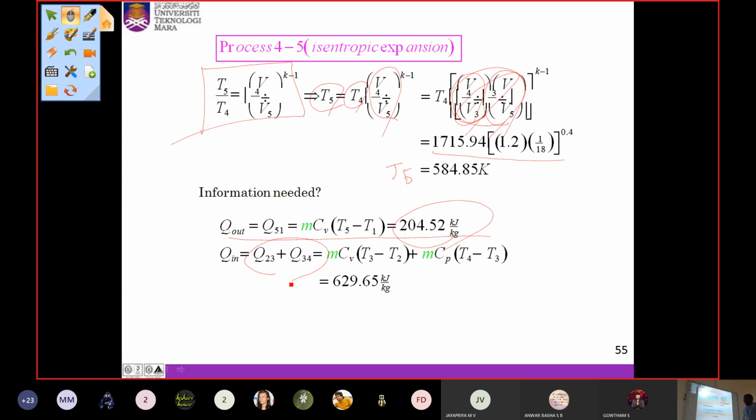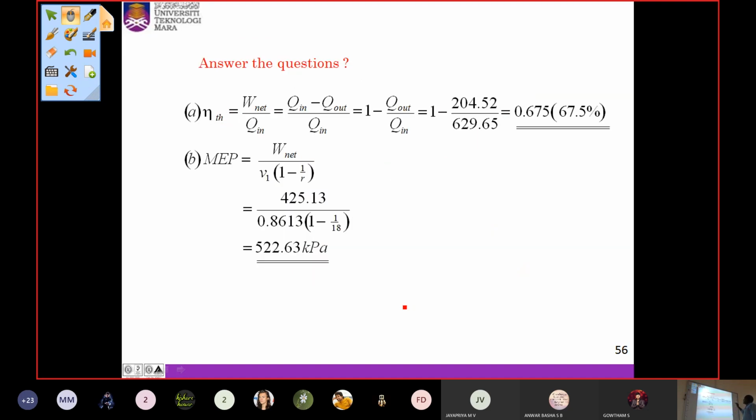Then Q in here will be a combination of the heat addition in a constant volume process and a constant pressure process. So we can have this equation: Q in is equal to Q23 plus Q34. That can be calculated by the formulas, and then we can finally get the Q in as 629.65 joule per kilogram.